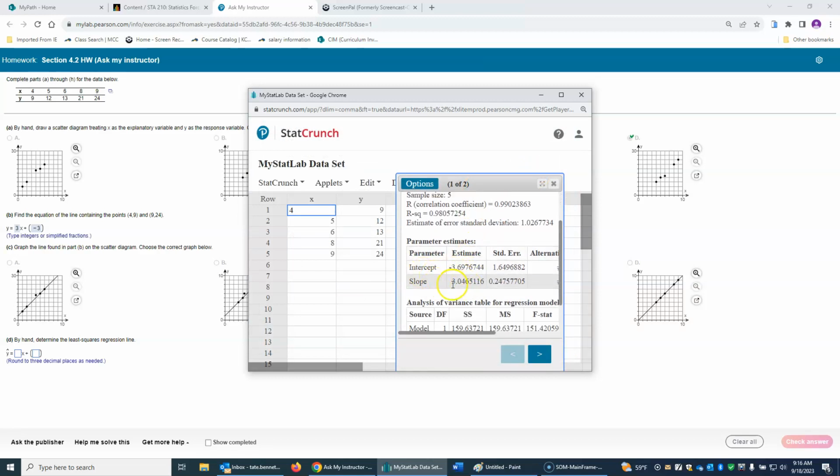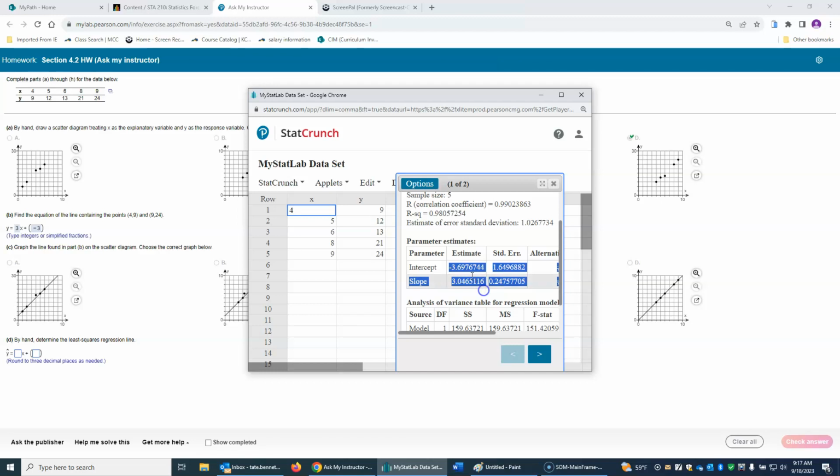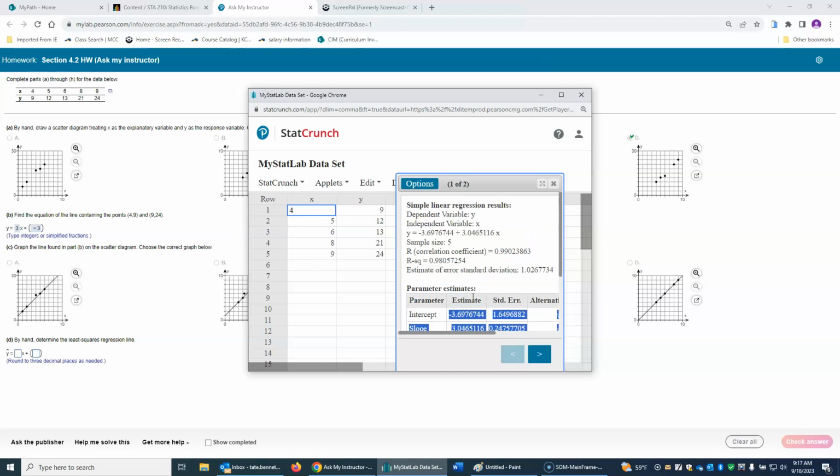So the slope would be 3.0465. That would go here. The y-intercept would be negative 3.697. Well, if we round up, that'd be an 8. That would go here. You can see that's not real far off from what we have here. Or you can see the equation of the line is here, or it gives you the information down here. And you just fill in those two boxes. Here to actually give you the scatter diagram with the least squares regression line on it. Hope this helps.